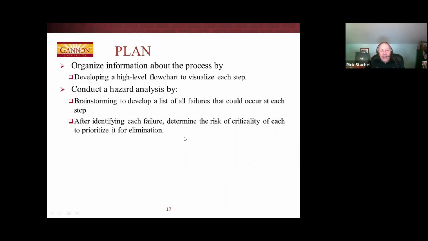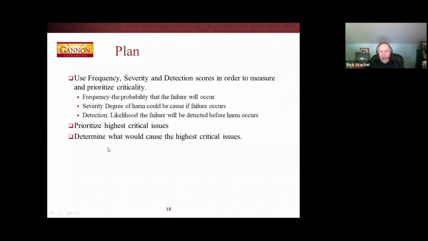And then after identifying each failure, you determine the risk or criticality of each to prioritize it for elimination. You use what's called frequency, severity, and detection scores, and I'll show you the template. The frequency is the probability that the failure will occur. The severity is the degree of harm that it could cause to patients or staff if failures occur. And detection is the likelihood the failure will be detected before harm occurs. With the math behind it, you prioritize the highest critical issues and determine what would cause those critical issues.